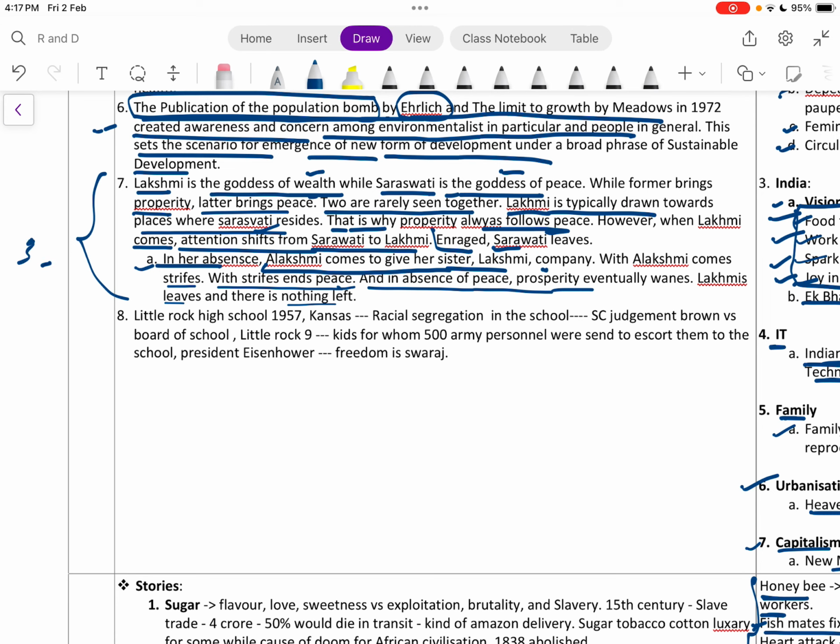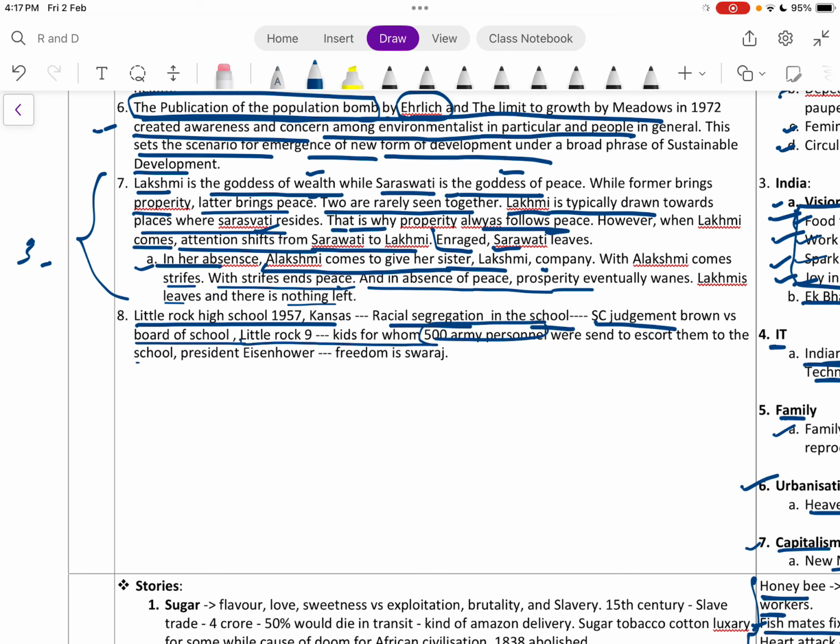In Little Rock High School, Arkansas, there was racial segregation in school. The Supreme Court judgment was Brown versus Board of Education. In Little Rock, nine kids were kept at home. 500 army personnel were sent to escort them to the school by President Eisenhower. So freedom is Swaraj. You can think of this.